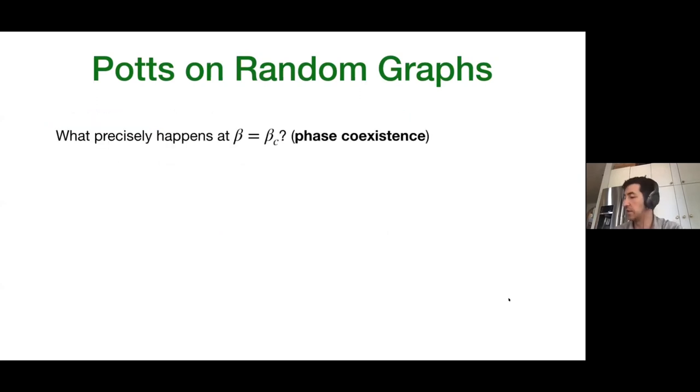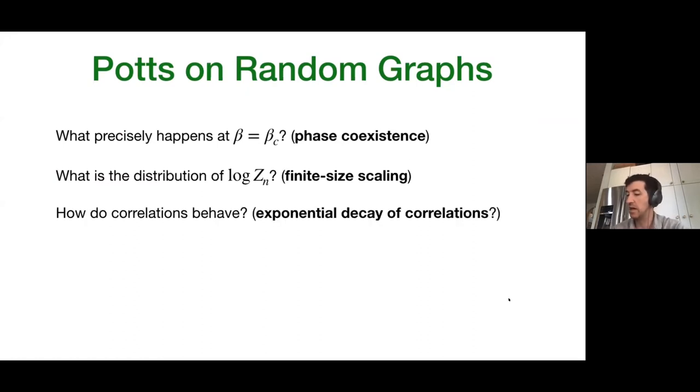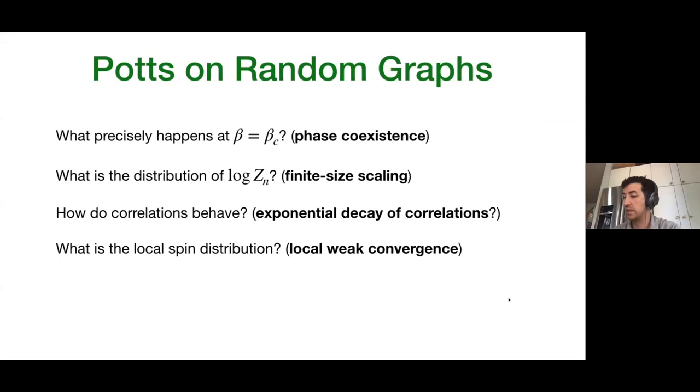Okay, but what questions might you want to ask if you want to know more detail? What precisely happens at critical? Exactly how does phase coexistence manifest itself? What is not just the distribution of 1 over n expectation of log Z, but what is actually the distribution of log Z? This is what I would call finite size scaling. On what order are the fluctuations? What's the distribution? How do correlations behave? Do you have exponential decay of correlations? Do you have long-range correlations? What is the local spin distribution?